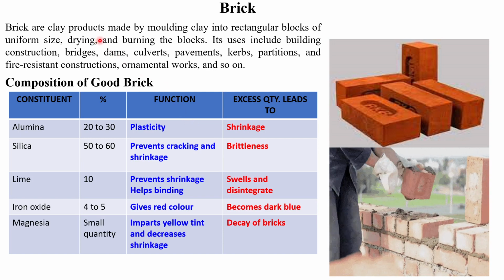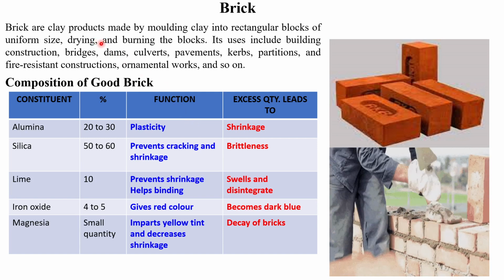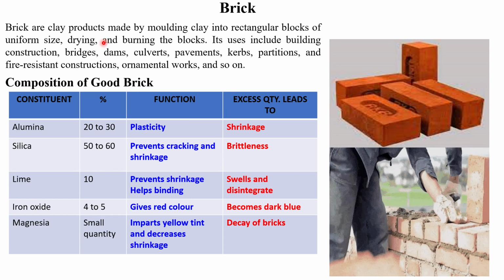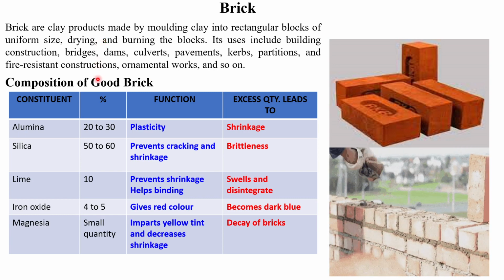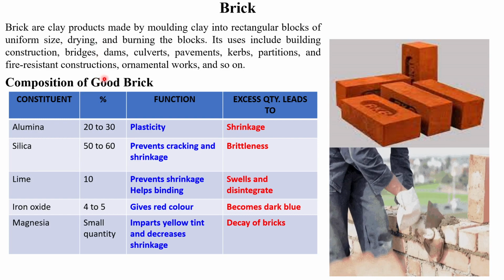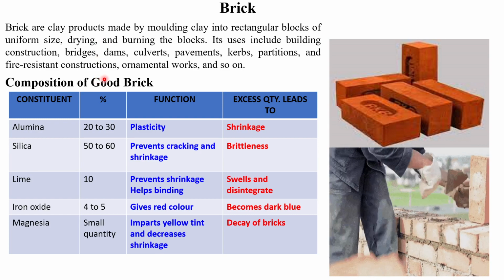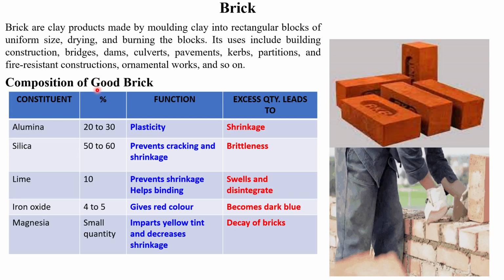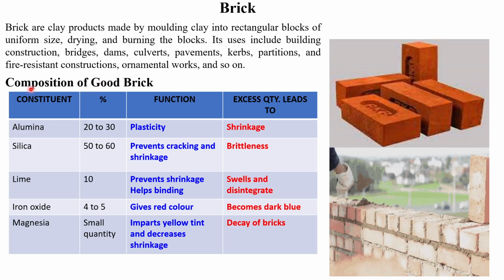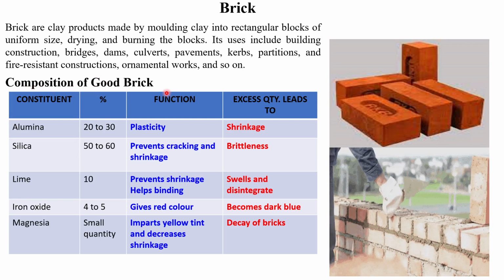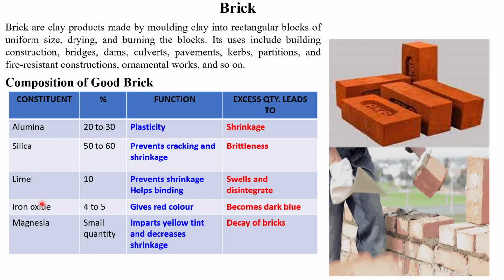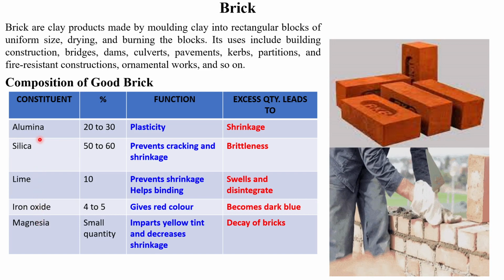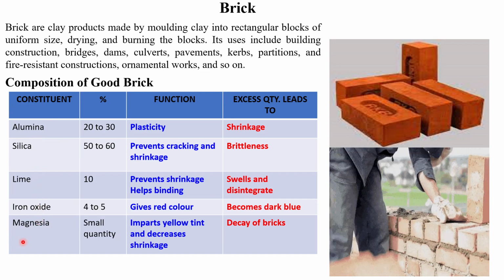So bricks are basically molded clay, which are molded in rectangular form and which are commonly used for construction of engineering structures. Now the second thing is composition of good brick. So there are alumina, silica, lime, iron oxide and magnesia. All these ingredients are present in earth.